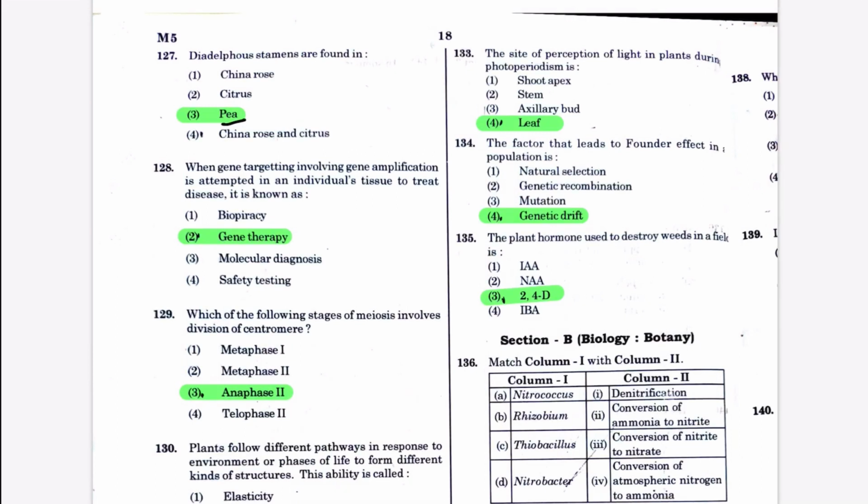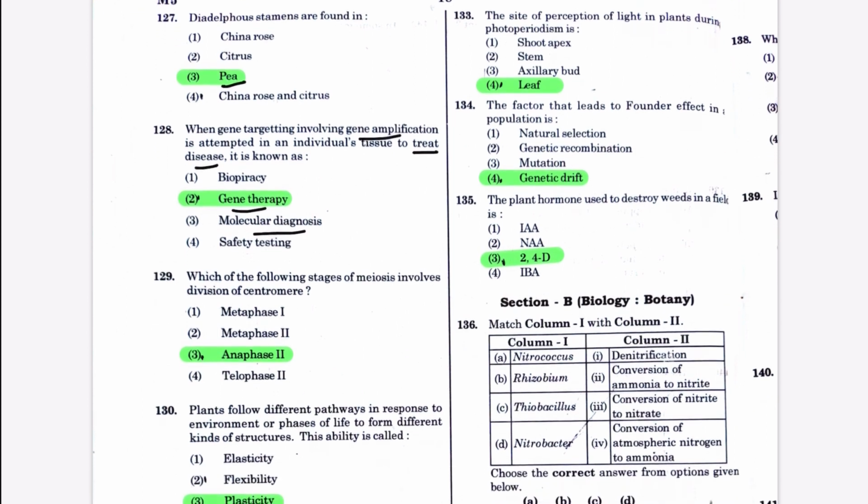Okay, 128, when gene targeting involving gene amplification is attempted in an individual tissue to treat a disease. You are using a gene to treat a gene related disease, involving gene amplification and all. What is that called? Obviously it is called gene therapy. Molecular diagnosis is when you are trying to diagnose the disease. If you are treating it, it is gene therapy.